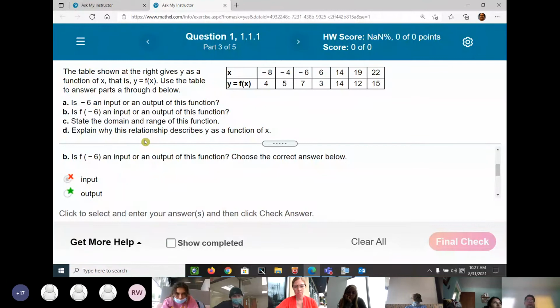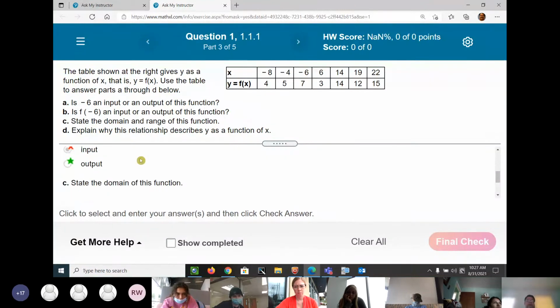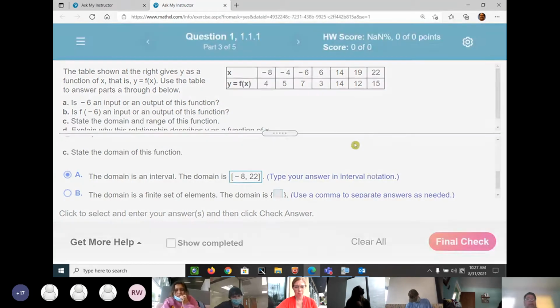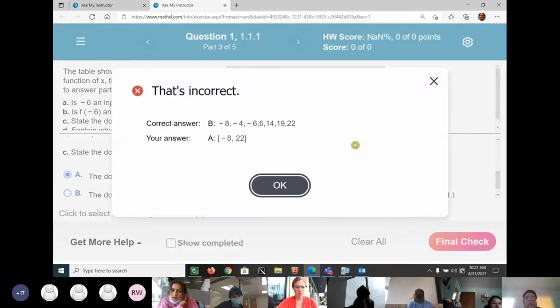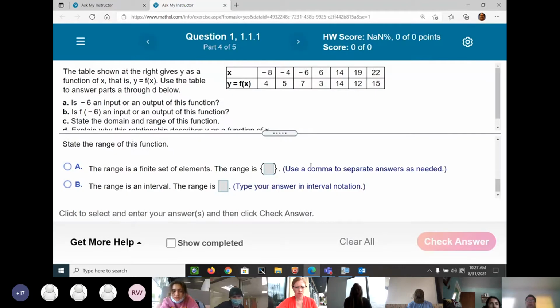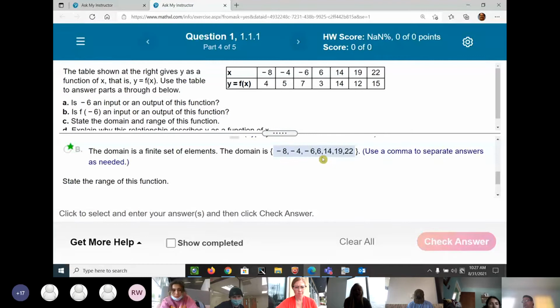So I can see why you would have got that wrong if you got it wrong. I would say the result of f of -6 is output. That's B. C, we did the domain and range already. The domain is -8 to 22. She got that right. It said I got that one wrong, is why I was asking about that. Well, as far as I know, you didn't. I don't know what they want. Oh, they want the individual numbers. Oh my gosh. Whatever. Okay. -8 to 22 is the domain.